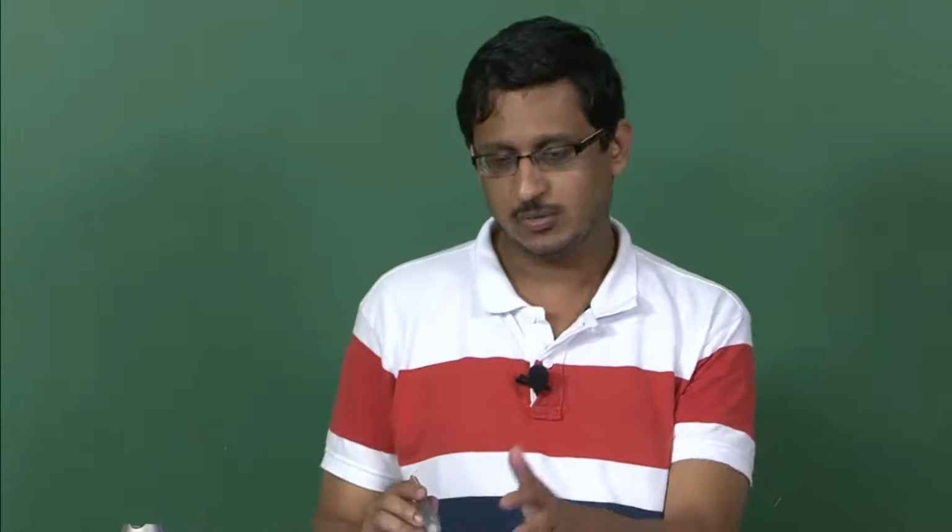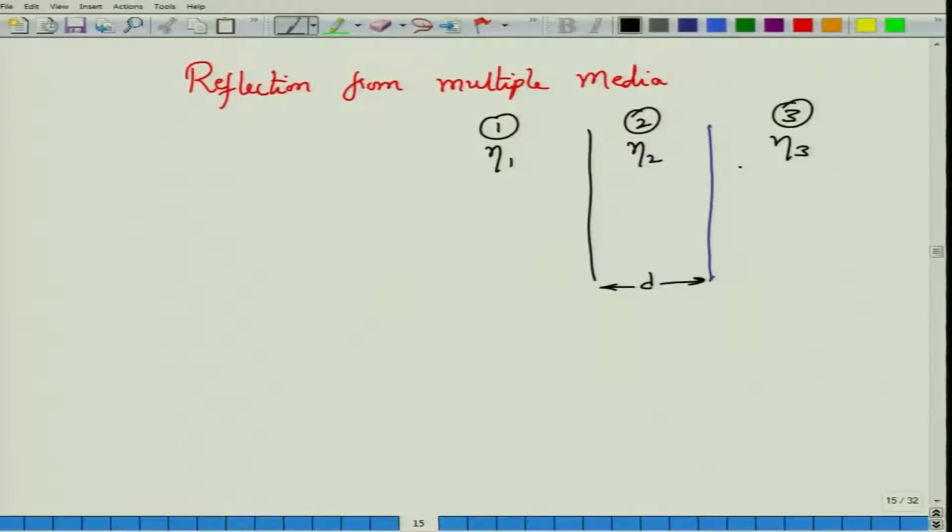This is the problem that we want to solve. So, you have three regions of space, each having an impedance which is distinct from each other. The impedance of medium 1 is eta 1, and medium 2 has a thickness d, in whatever appropriate units of distance you have chosen, and the third region has an impedance of eta 3.